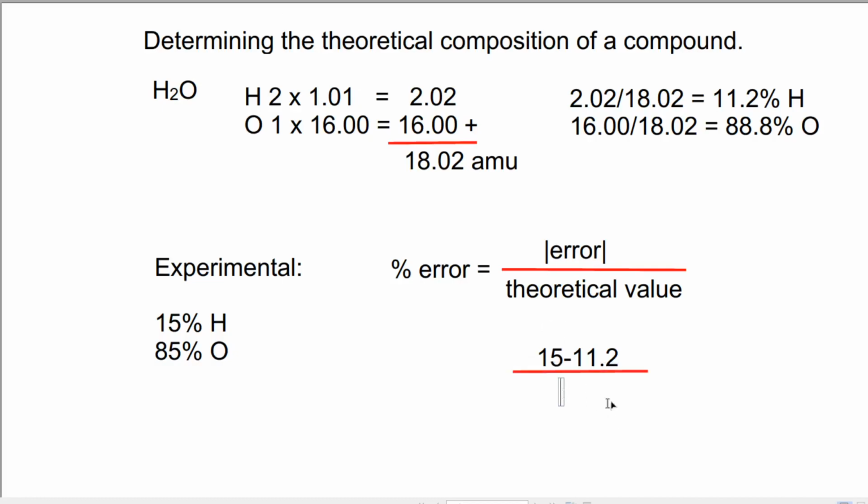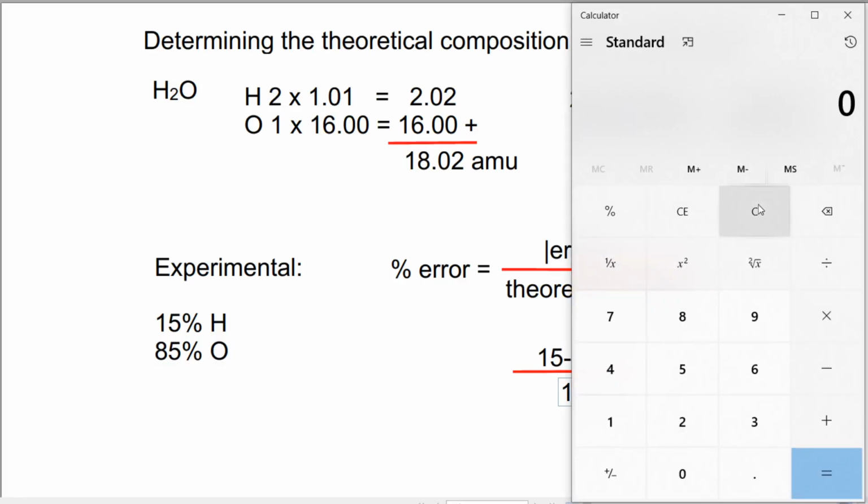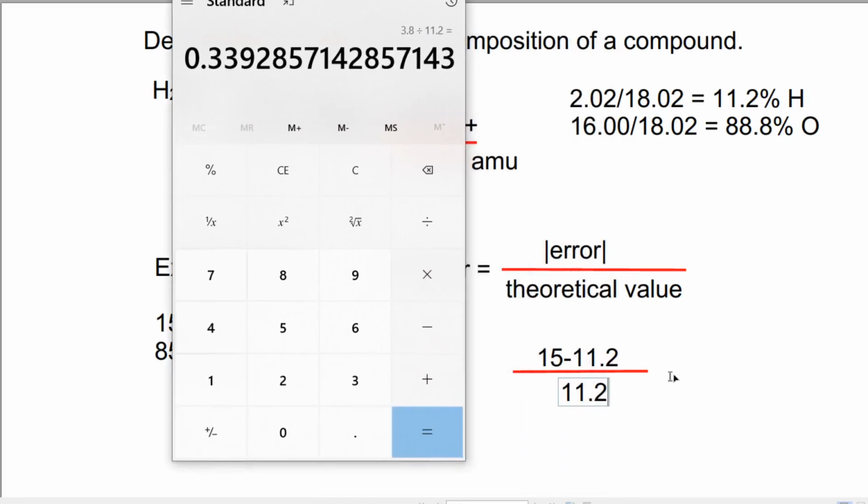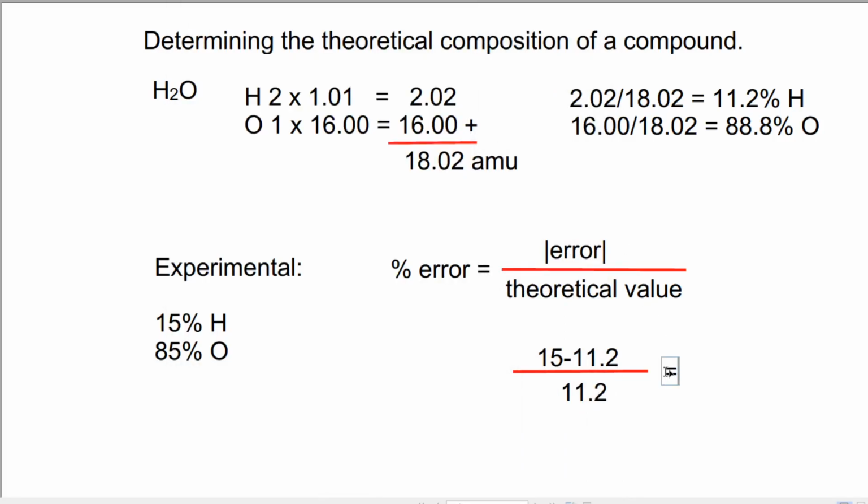of 11.2. And so 15 minus 11.2 is 3.8 divided by what I should have gotten, the 11.2, and that's going to give me my percent error. So that's 33.9% error, which is actually not very good. But that's how you would calculate the percent error.